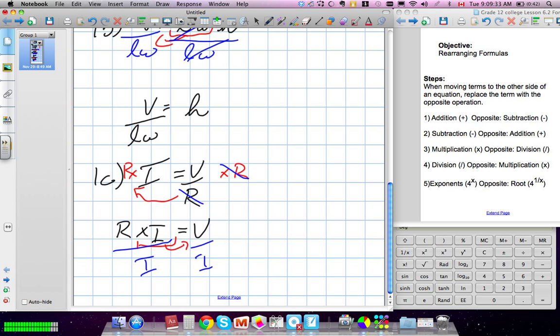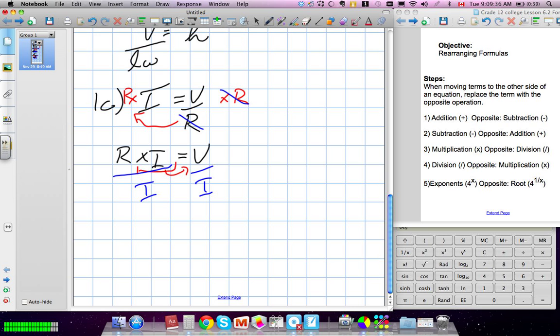In which case, these two I's will cancel each other out, and we'll get R is equal to V divided by I.